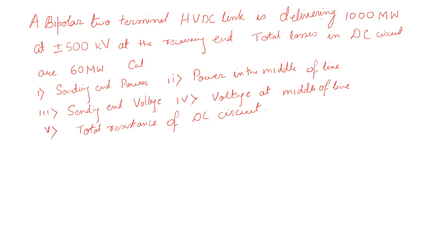The first question: a bipolar two terminal HVDC link is delivering 1000 megawatt at plus minus 500 kV at the receiving end. The total loss in the DC circuit is 60 megawatt. Calculate the sending end power, power in the middle of the line, sending end voltage, voltage in the middle of the line, and the total resistance of the circuit.